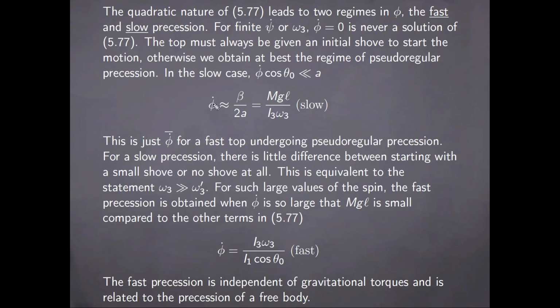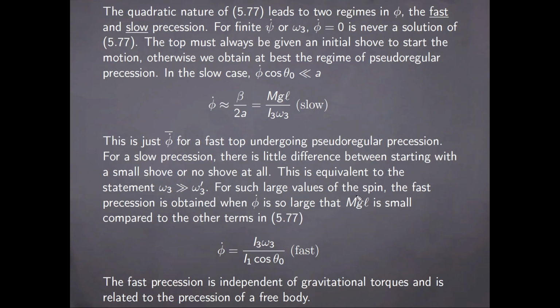In the slow case, so the one in which this inequality holds, then it follows immediately that the derivative of phi is approximately given by the ratio of beta to 2 times a. So the result here is the slow case. And this is just the average precession rate for a fast top undergoing pseudoregular precession. What we mean by this is that for a slow precession there is little difference between starting with a small shove or no shove at all. And this is entirely equivalent to the statement that omega 3 is much greater than the critical value.